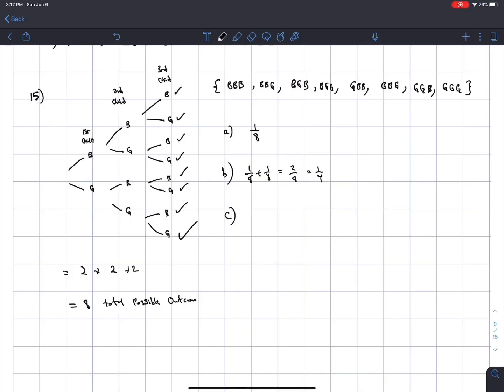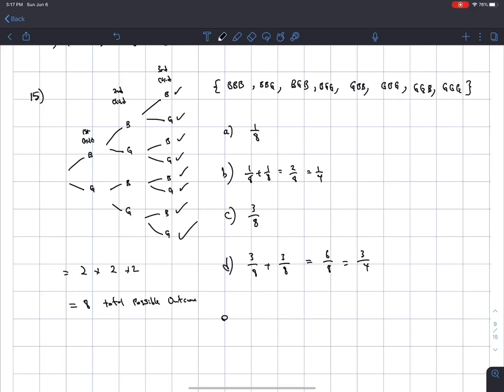Exactly 2 boys. That's 2 boys, 2 boys, 2 boys. And that's it. So that's 3 out of 8. Exactly 2 boys or 2 girls. So exactly 2 boys is 3 out of 8. And exactly 2 girls, that's 3 out of 8 as well. So 3 out of 8 plus 3 out of 8 is 6 out of 8. And we get 3 out of 4.